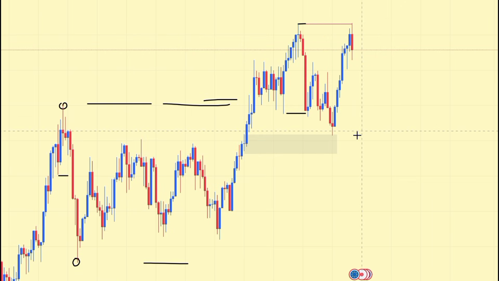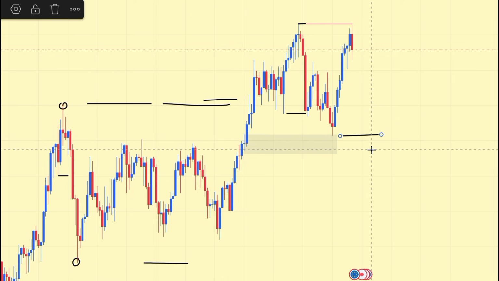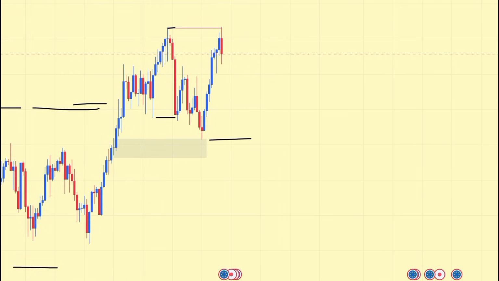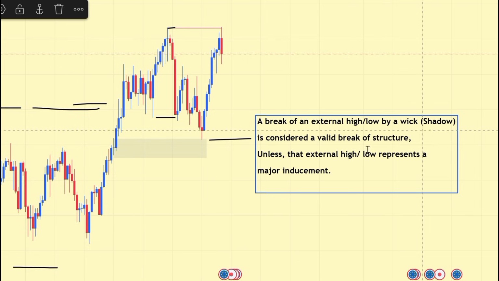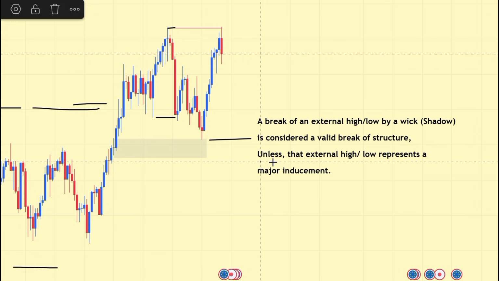And if that's the case, then this means that our trading range low is no longer this one, but now this one here. Okay, so this here is the rule. A break of an external high or low by a wick or shadow is considered a valid break of structure unless that external high or low represents a major inducement.